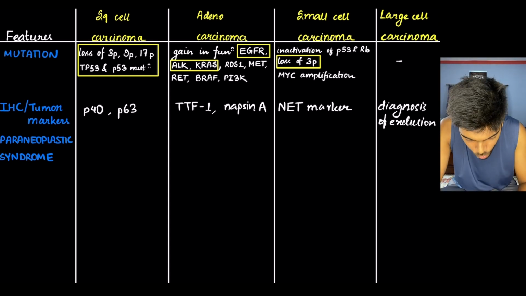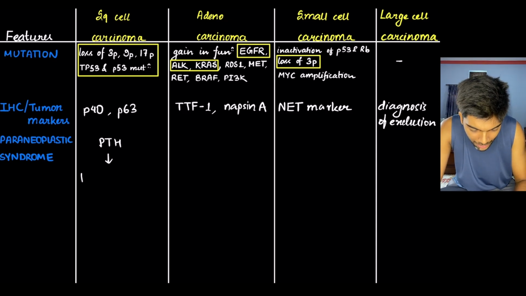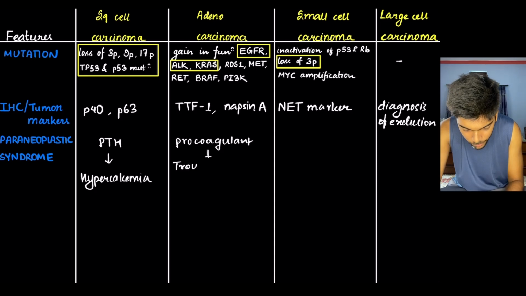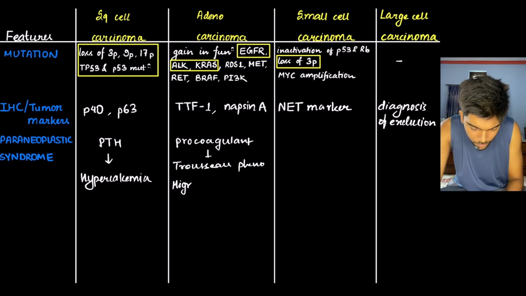Paraneoplastic syndrome. Squamous cell tumor produces parathormone, which leads to hypercalcemia. Adenocarcinoma tumor secretes procoagulants, which leads to Trousseau phenomenon, which is seen in migratory thrombophlebitis.